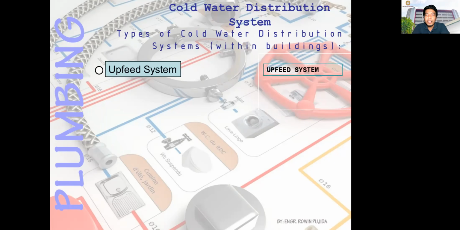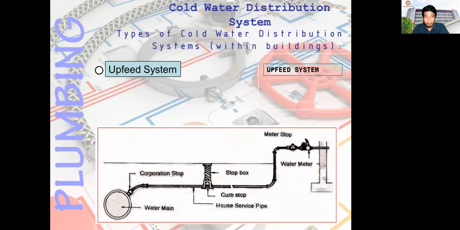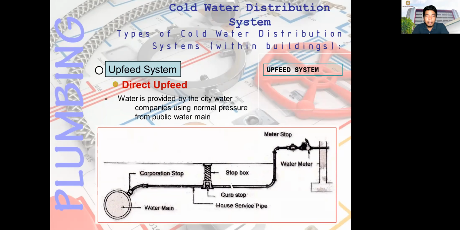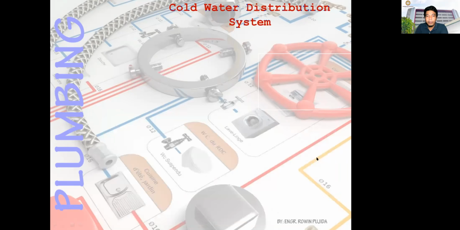Types of cold water distribution system within buildings. You have here the upfeed, or direct upfeed. Water is provided by the city water companies, or you can have the MCWD, using normal pressure from the public water main. You have here the water distribution from municipalities or other companies. Then you have the corporation stop, you have your pipe, and then going to your building. That is direct upfeed.